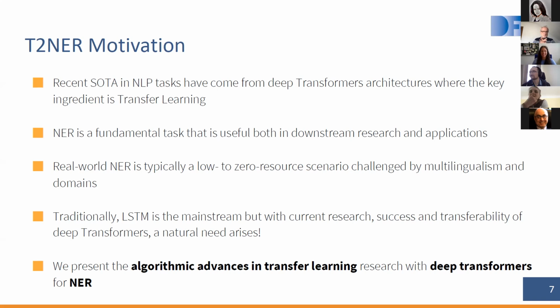Usually, or traditionally, sequence learning approaches based on recurrent neural networks, LSTMs for example, have been a standard and very successful approach. But in recent years, a lot of algorithms for transfer learning based on deep transformers have been developed, and that was our motivation to put these together.